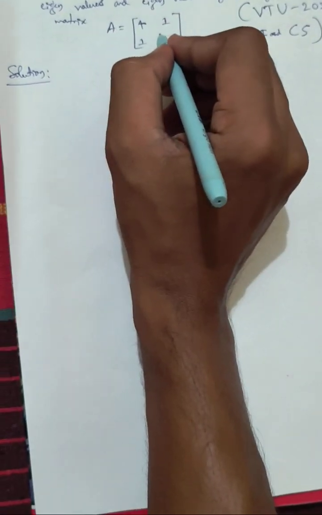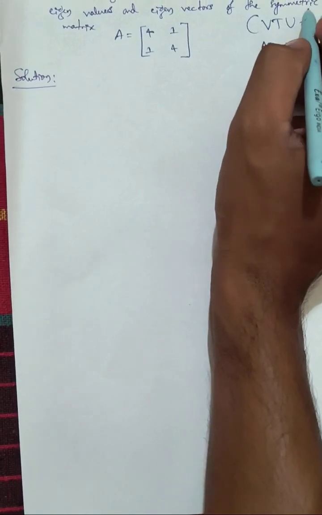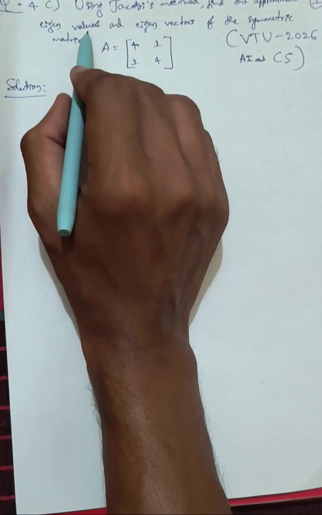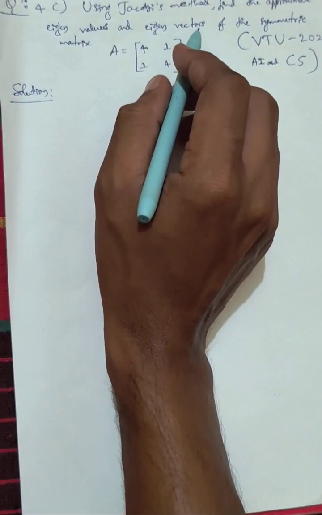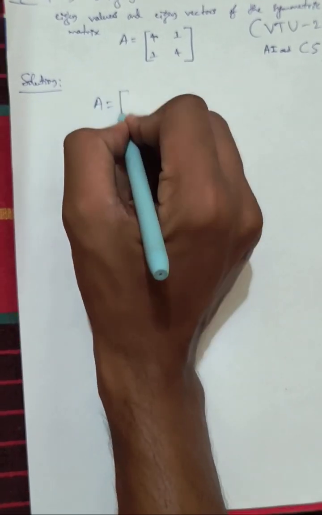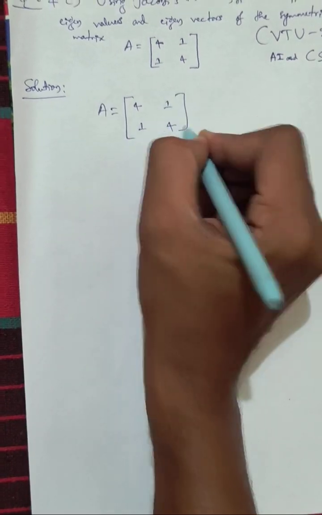Solution. Here we are given a 2 cross 2 matrix that is a symmetric matrix. The Jacobi method is applicable only for symmetric matrices. We have to find the eigenvalues and eigenvectors of this matrix using the Jacobi method. So let us write the matrix first. What is the matrix given here? 4 1 1 4. Is it clear, students?